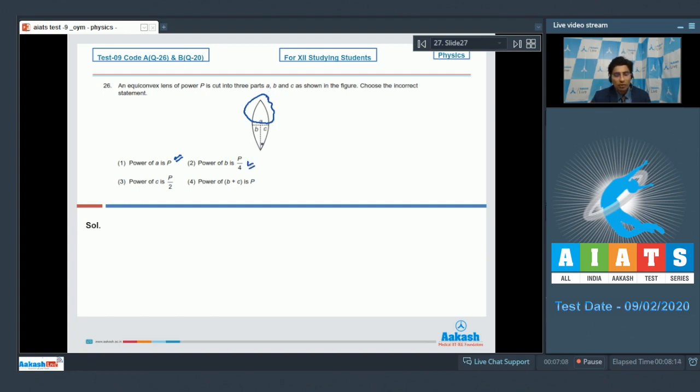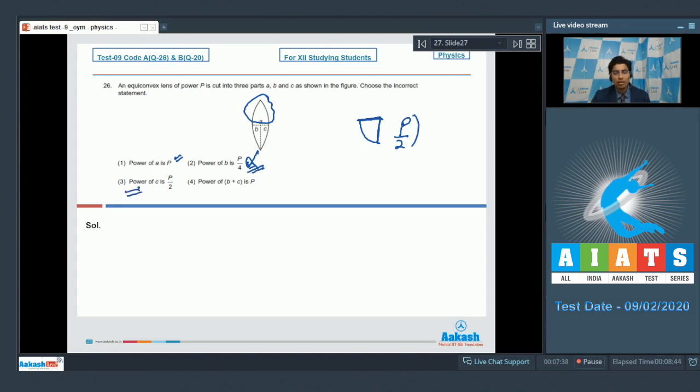Second, the power of B is P by 4. Dear students, B has a shape like this. In this particular case, the power is reduced by half and hence option number 2 is an incorrect statement. Please note that we have to actually find out the incorrect statement only.